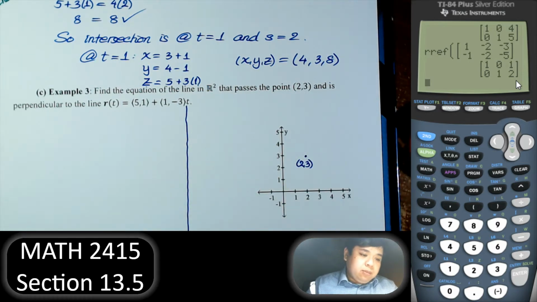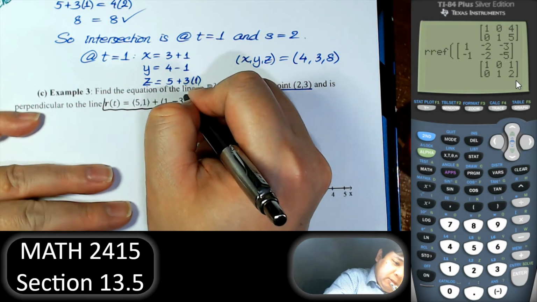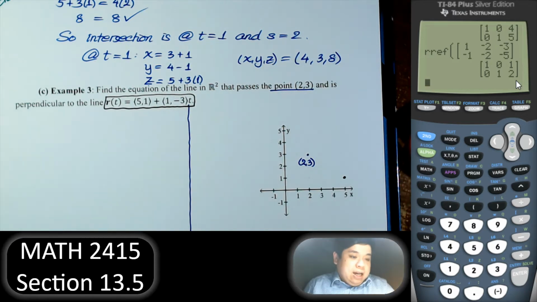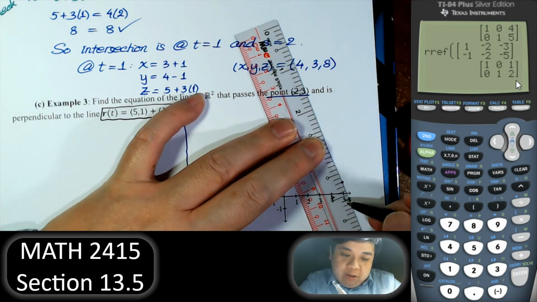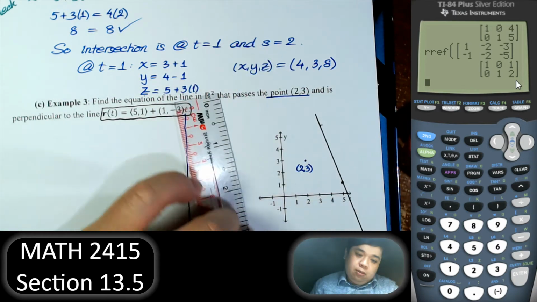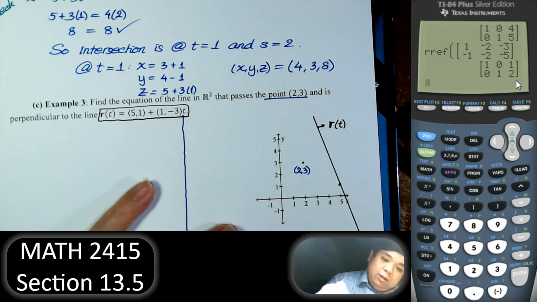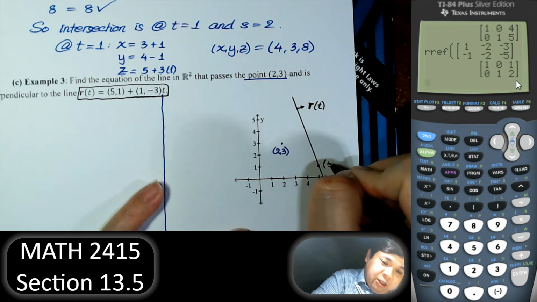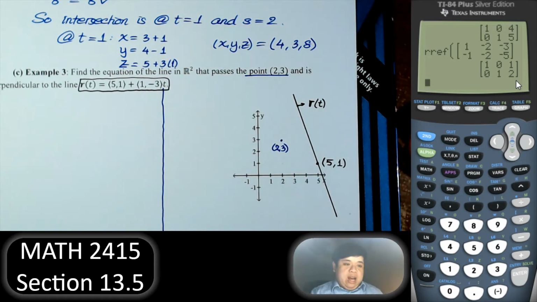And we have a line. This is the point, and then this is the line. Point 5 and 1, and we have 1 minus 3t. So the vector is 1 to the right and negative 3 down. So we talk about this vector and we talk about this line. That is the equation of the line. We do have the point 5 and 1 when t equal to 0, and then the direction 1 and negative 3, meaning 1 to the right and 3 down.